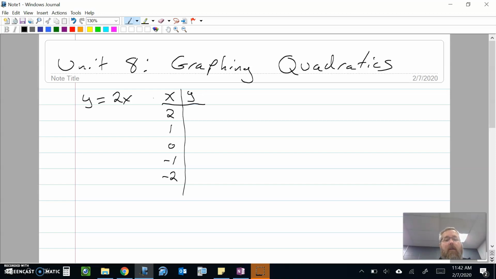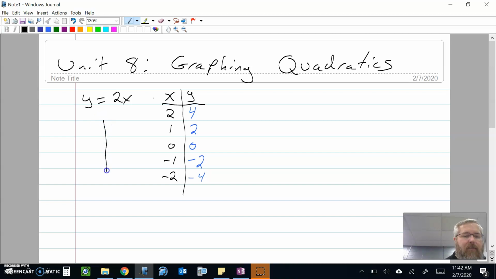If we were to take these values of x and plug them into our original function, 2 times 2 is 4. And then 2 times 1 would be 2. 2 times 0 is 0. -2 gives -4. Plugging in the values for x and seeing what comes out. All right, so we made a little table of values by plugging in the value of x.